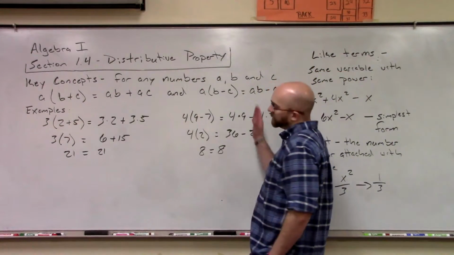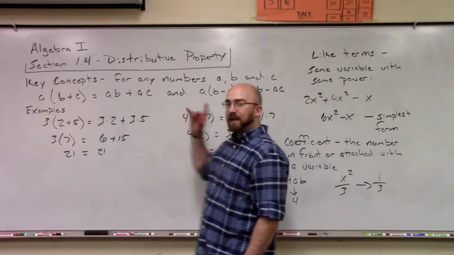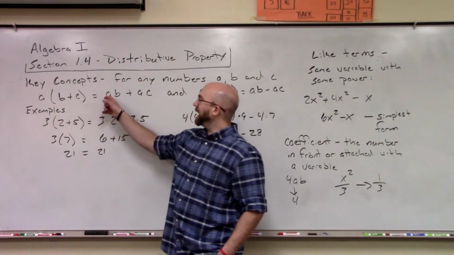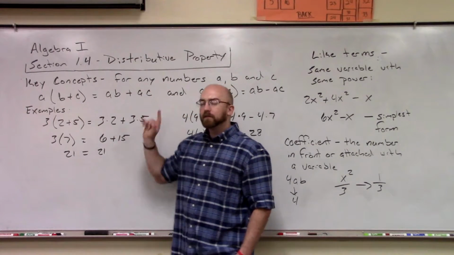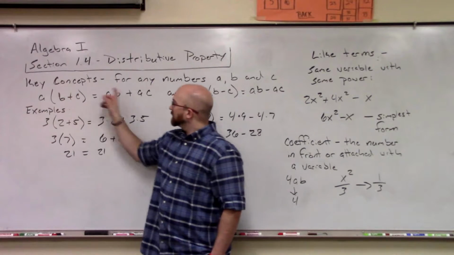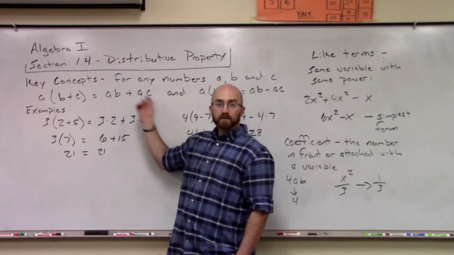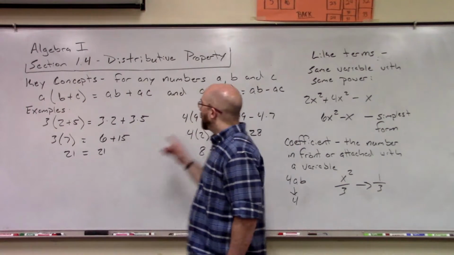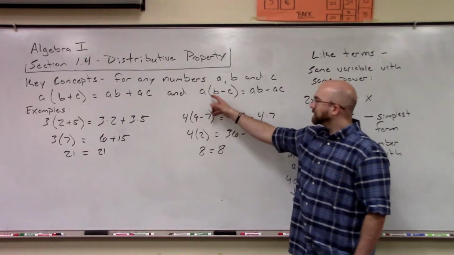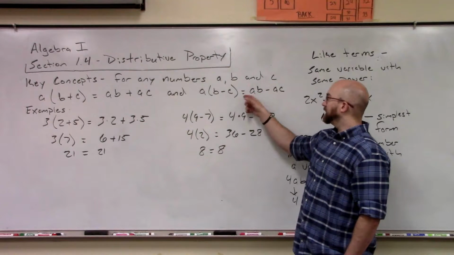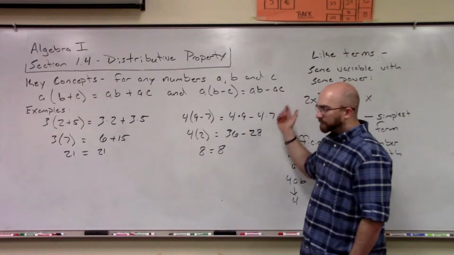But the general form is, for any numbers a, b, and c, a times (b plus c) equals ab plus ac. If you notice, the a went to both terms and is still attached to them, so I multiply those numbers together. Also, that works for a times (b minus c), so that's a times b minus a times c, which equals ab minus ac.